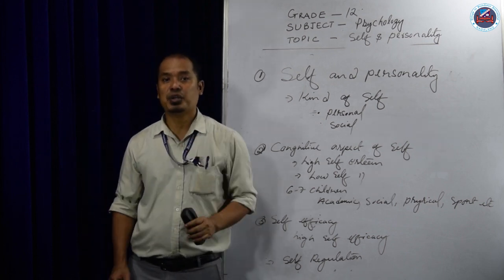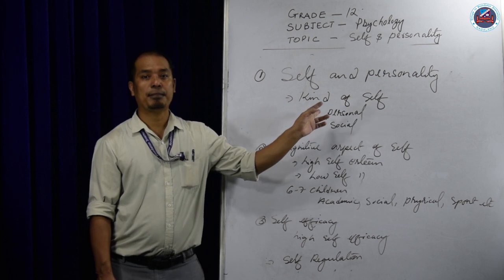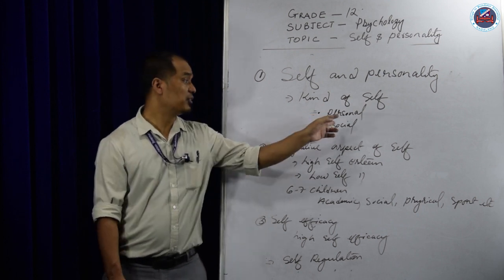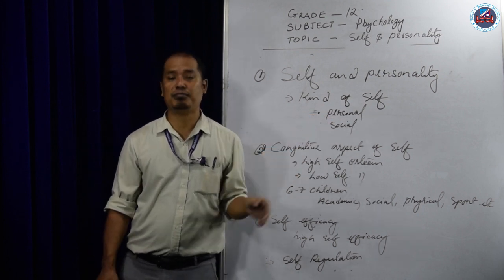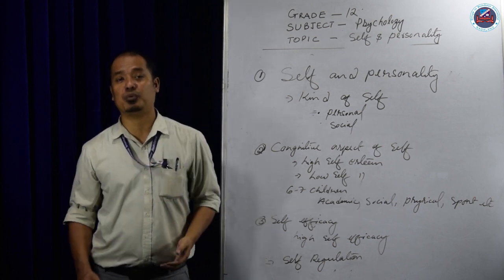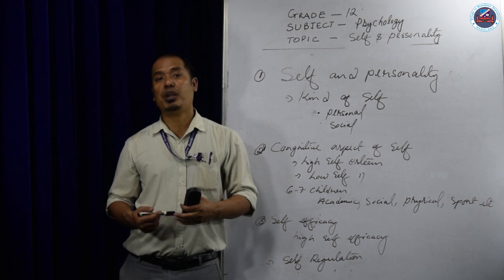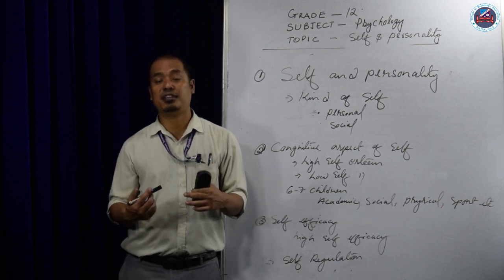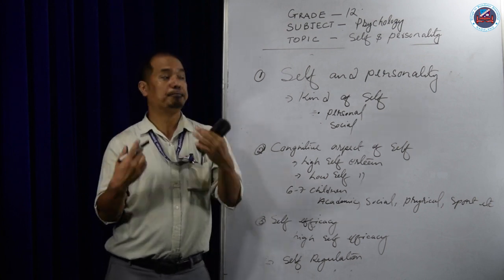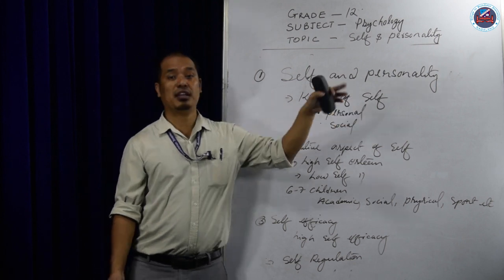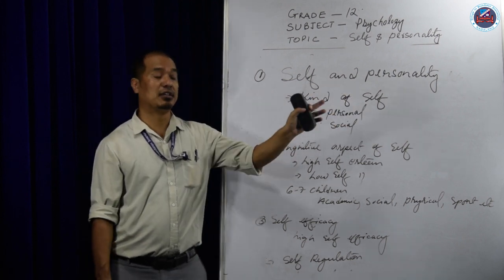Now coming to the next topic, that is called kinds of self. There are two kinds of self. One is called personal self, the other one is called social self. Personal self means, for example, somebody might ask you, what is your name? You might say, my name is Hukato. So when you say your name, it represents the personal self of that person.